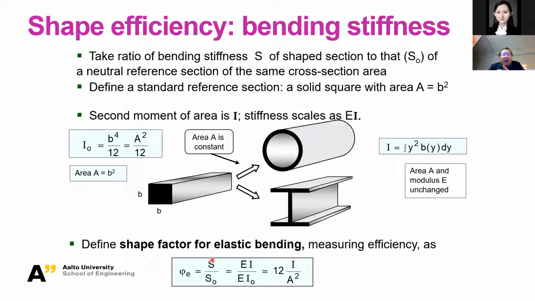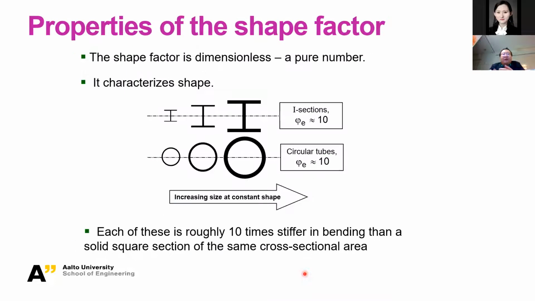In the end, you will have this shape factor as a function of the second moment of your shaped profile over that of the reference one. So with a given area, you will get the final value. That is the result. We don't show the details, but you can see the shape factor is 10.